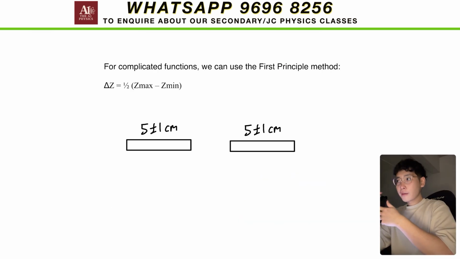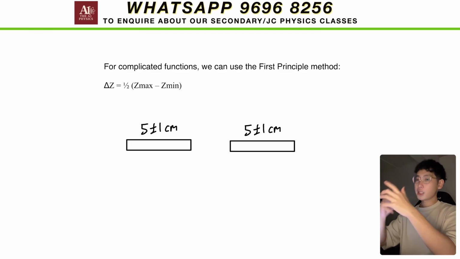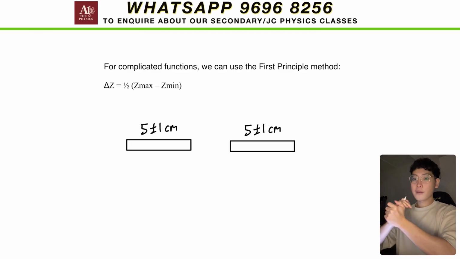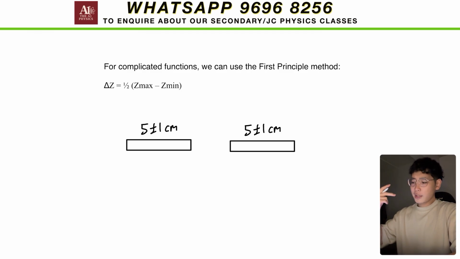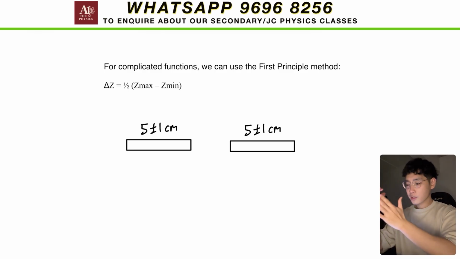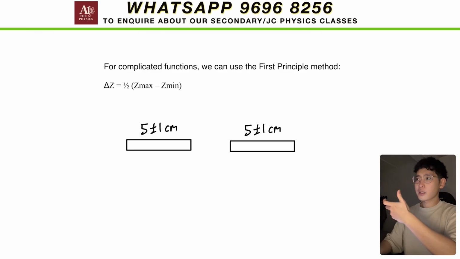Now, for more complicated functions, there's actually another method called the first principle method, and it's actually quite important. So let's go through this first principle method. The intuition behind this is, imagine we have two different sticks, and we want to find the total length of the two sticks together with its uncertainty. So this one's L, this one's L, and let's say we want to find the length of 2L.